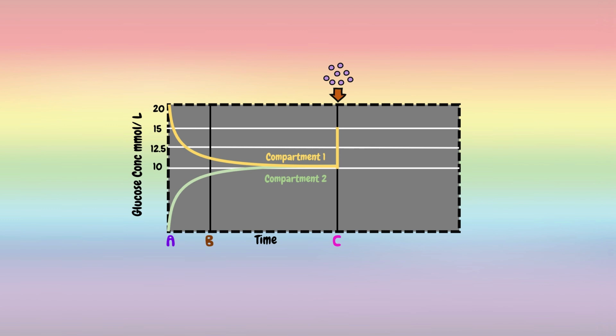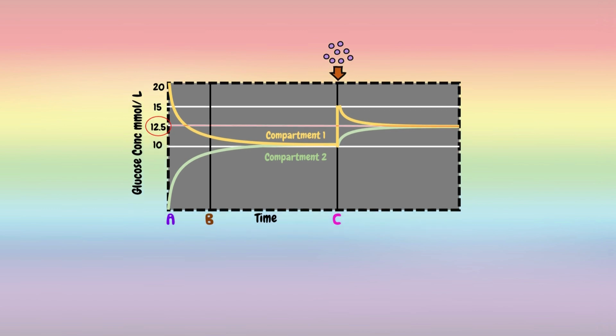Are you able to draw? Let's draw it together. There would be a net flux of glucose from compartment 1 to compartment 2, with diffusion equilibrium occurring at 12.5 mmol per liter. Moving towards our next question.